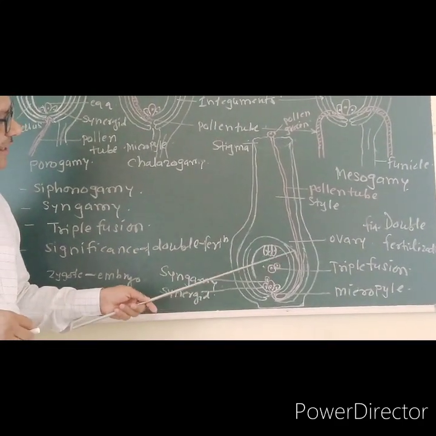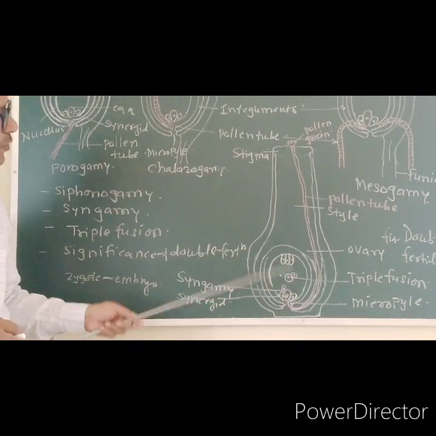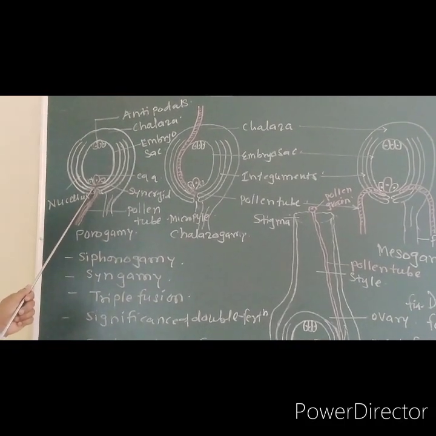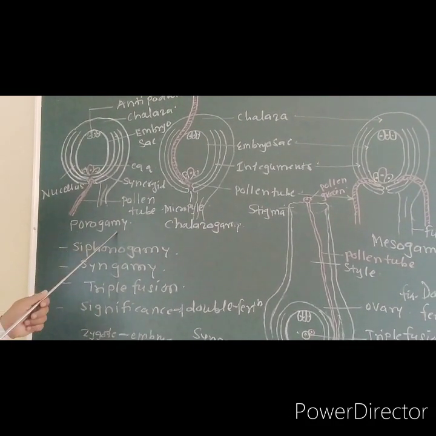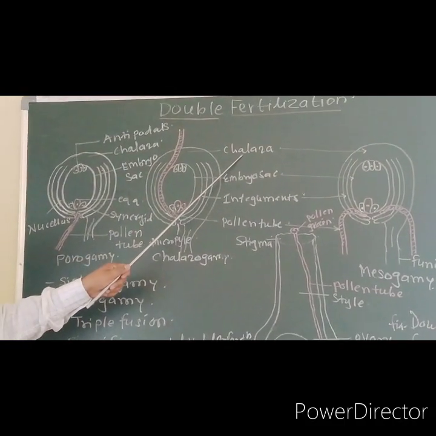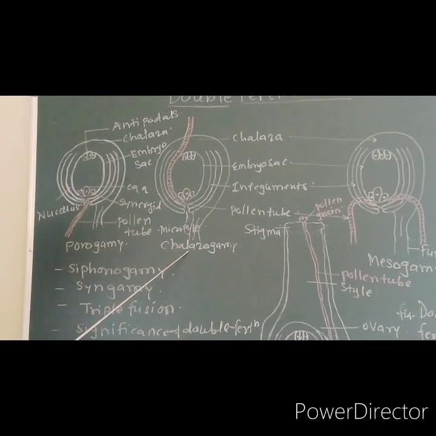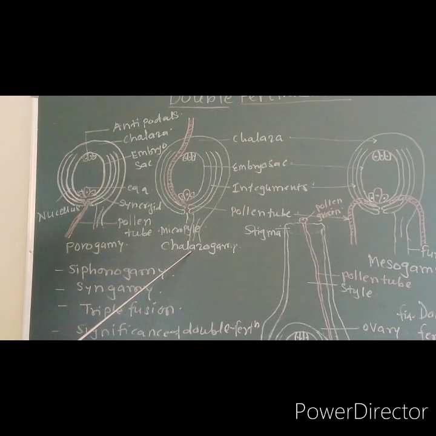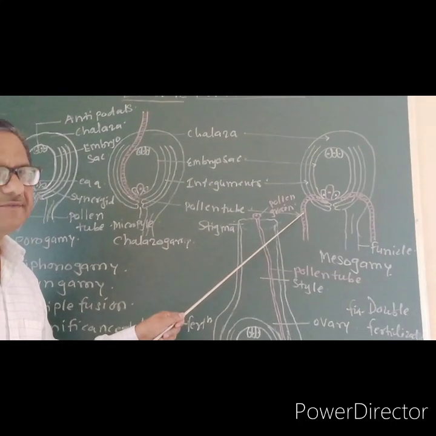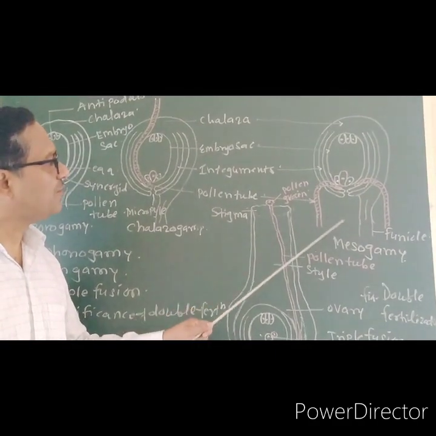Now this pollen tube enters the ovule. Sometimes the pollen tube enters through the micropyle region of the ovule. Such entry of the pollen tube is known as porogamy. Sometimes the pollen tube enters through the chalaza region of the ovule. It is known as chalazogamy. And in some plants, the pollen tube enters the ovule through the integuments. It is known as mesogamy.